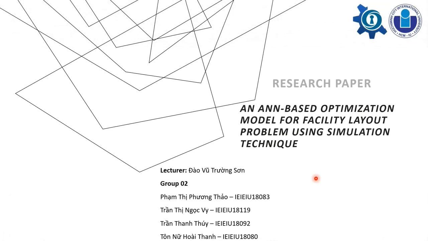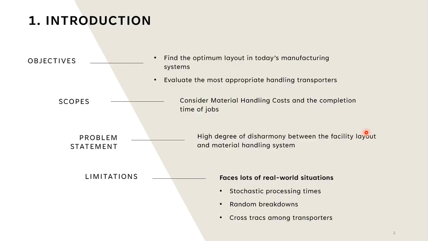Now RIP will introduce to you research about an ANN-based optimization model for facility layout problem using simulation technique. It's written by Azimi and Sophie. Firstly, I am honored to come with the first part, the introduction. The objective of this research is to find the optimal layout in today's manufacturing system and evaluate the most appropriate handling transporter in terms of considering material handling cost and completion time of job.